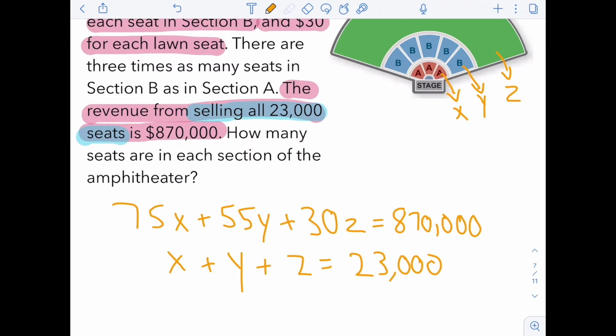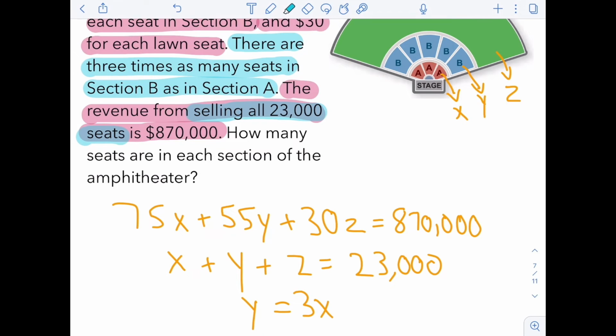So the last equation comes from this sentence right here. There are 3 times as many seats in section B as in section A. So section B has triple the number of seats as in section A. As you can see in the image right here, section B is about triple the size of section A. So if section A has 1,000 seats, section B is going to have 3,000 seats. So if you triple the seats in section A, you get the number of seats in section B, which is Y. So the third equation is just Y equals 3x. There's no lawn seats involved in that part of the problem.